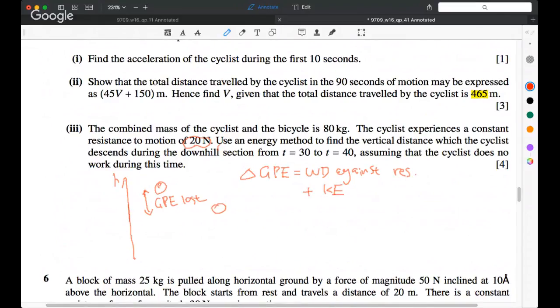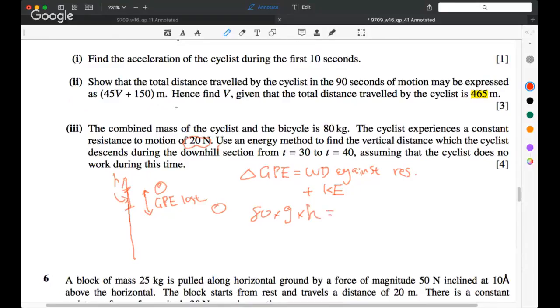Also, one reason we can be sure of this equation is because the cyclist is assumed to do no work, so it's not trying to accelerate itself. So there's no conversion between the chemical energy stored in the cyclist to kinetic energy. So this is the only energy conversion happening here. So what's the GPE lost? It will be 80, that's the mass of the cyclist, times g, which is 10, times the change in height. We call the change in height h.